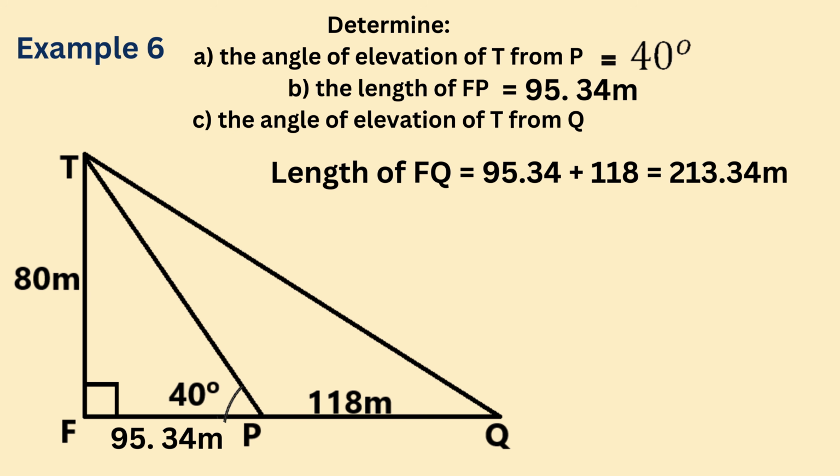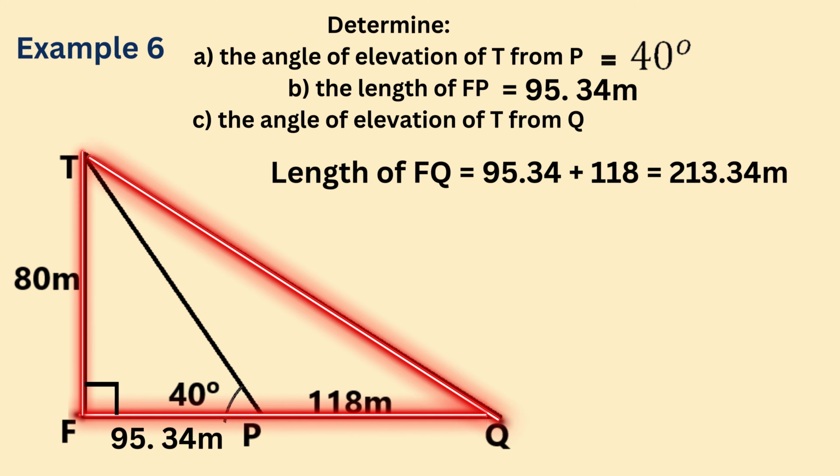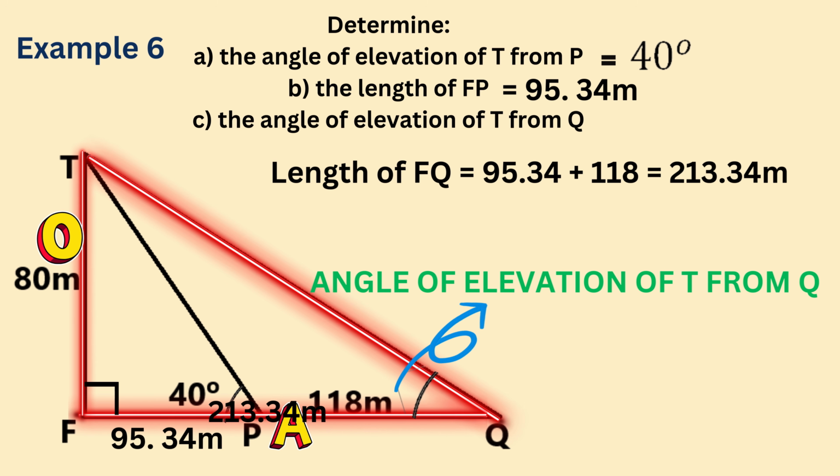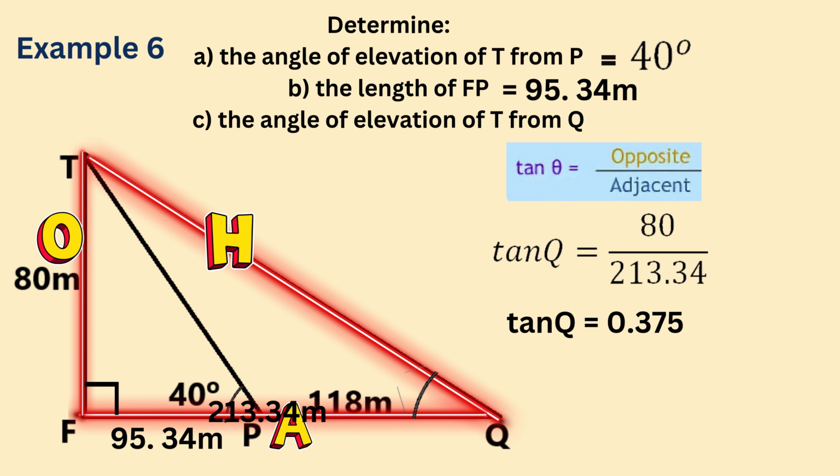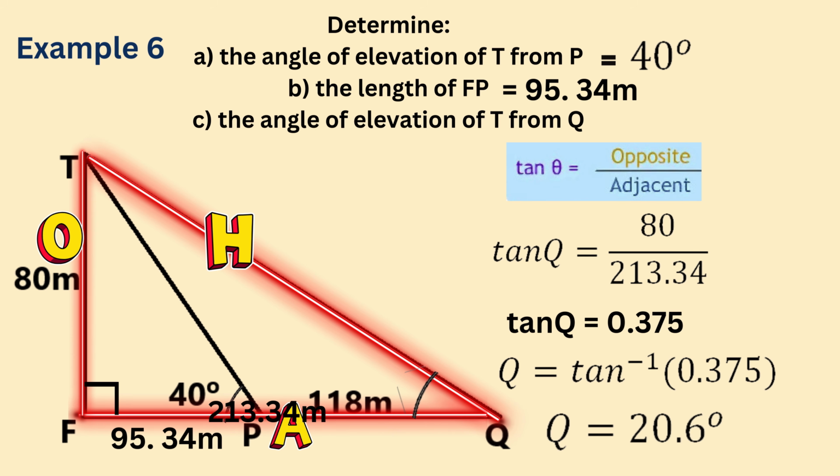Now the base of the large triangle runs from F to Q. The total length is 95.34 plus 118, which is 213.34 meters. Angle Q is the angle of elevation of T from Q. We will focus on the large triangle TFQ to find angle Q. The hypotenuse is not given, so we will use the tan ratio. So tan Q equals 80 divided by 213.34, which is 0.375. Therefore, angle Q is 20.6 degrees, which is the angle of elevation of T from Q.